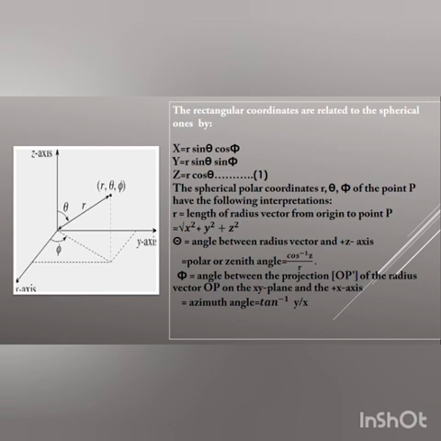So the spherical polar coordinates r, theta and phi of the point P have the following interpretations. r is the length of the radius vector, theta is the angle between the radius vector and the z-axis, and phi is the angle between the projection of the radius vector OP on the xy plane and the positive x-axis.